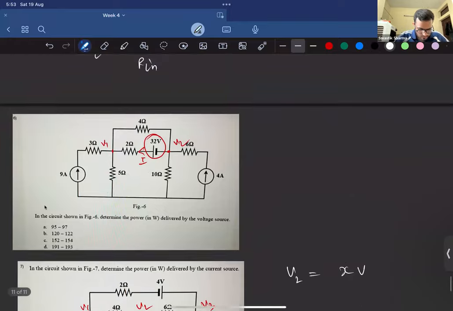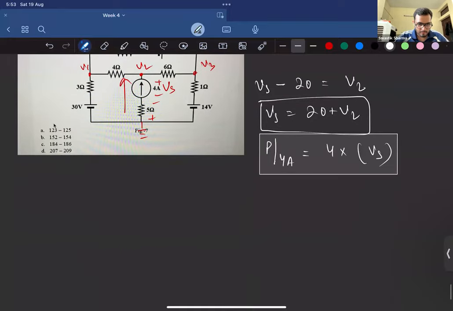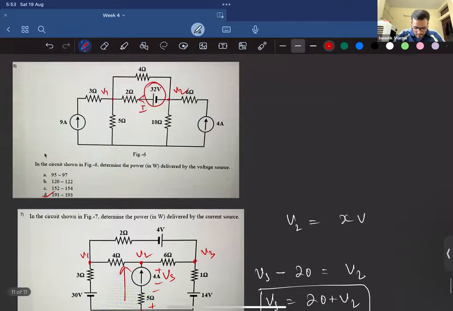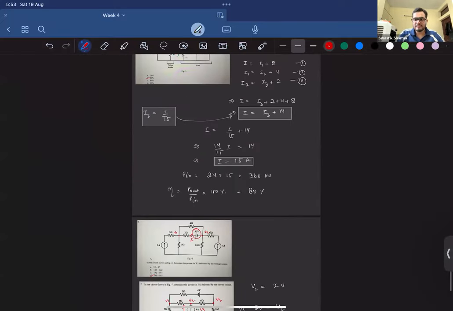So the answer for the 6th question is T, and for the 7th question is D. These are the two questions that you can do, and you will be able to solve the week 4 assignment fairly easily. Tell me if you have doubts in this lecture. Anyone? Sir, 7th question.